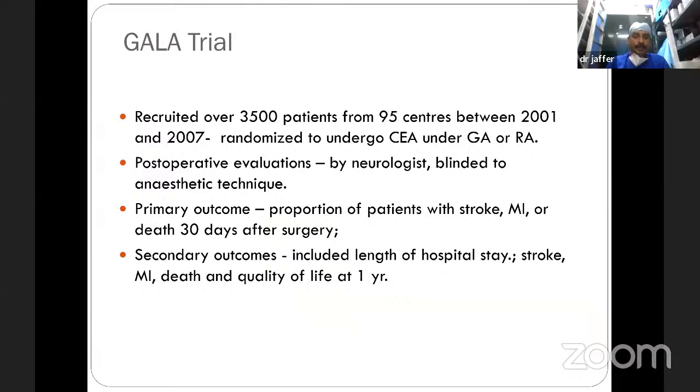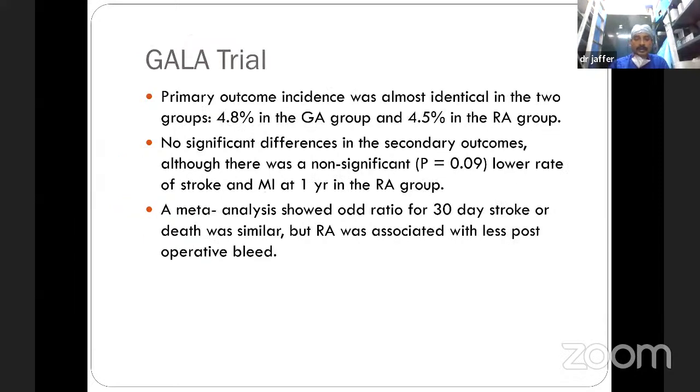Coming to general anesthesia versus regional anesthesia, there was the GALA trial, where they recruited around 3,500 patients and randomized them to undergo carotid endarterectomy under GA or regional. The post-operative evaluation was done by a neurologist. The primary outcome studied was the proportion of patients with stroke, myocardial infarction or death 30 days after the surgery. The secondary outcomes included the length of hospital stay, stroke, MI, death and quality of life at 1 year after surgery.